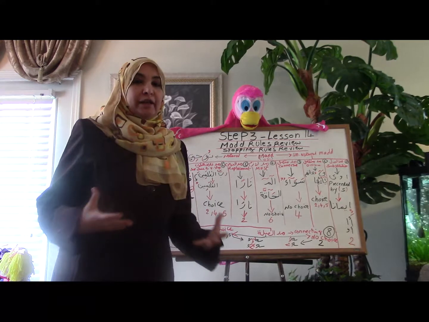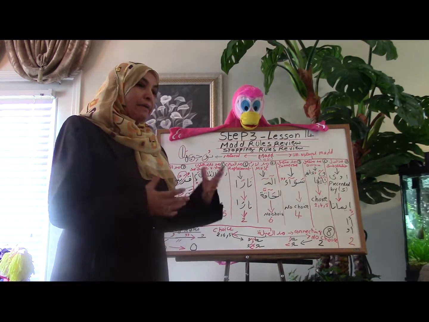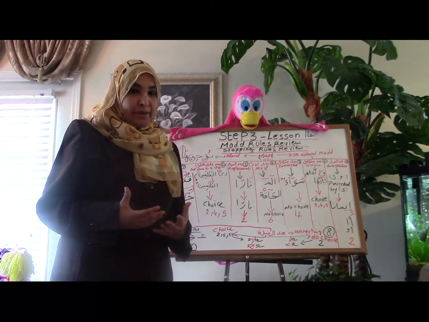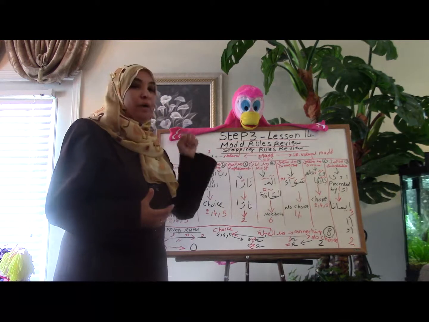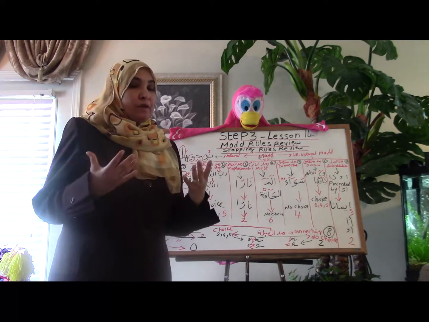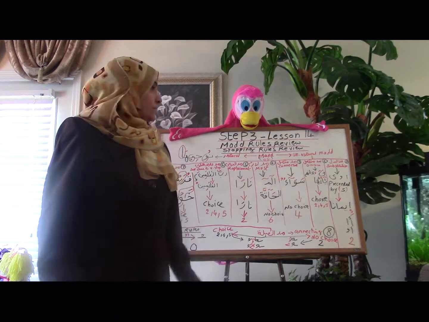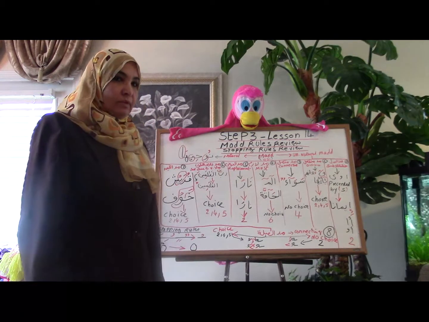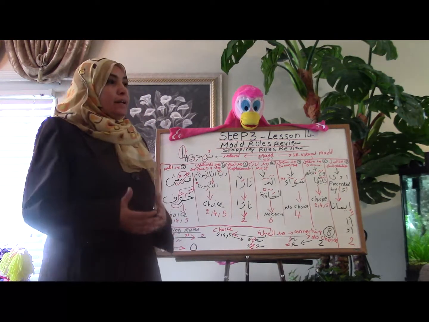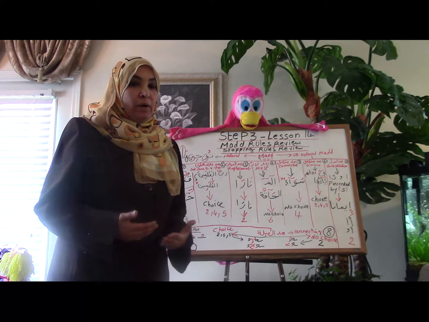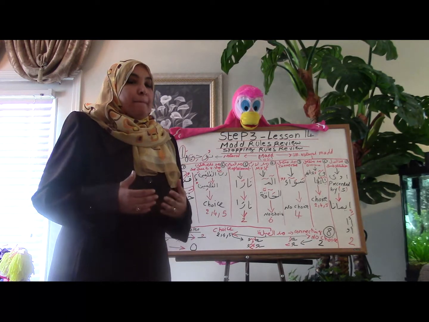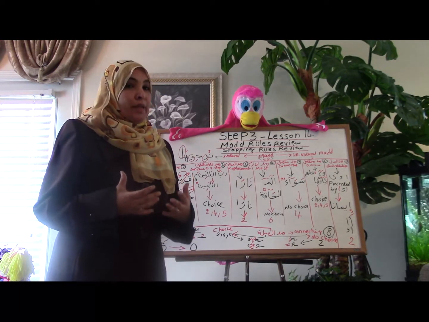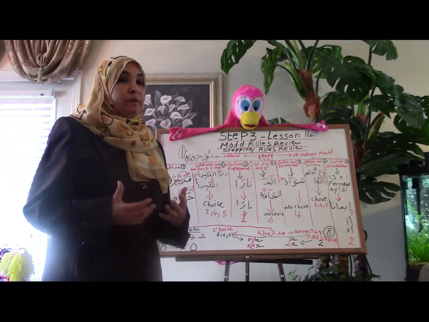Mad means elongation. It may or may not have a symbol on the letter. The mad letters are three: the alif, the waw, and the ya. The mad is divided into two categories: either it is a natural mad or it is an unnatural mad. The natural mad, you find the alif, the waw, or the ya as part of the word. That means the word cannot stand without that letter. It is part of the building block of the word.